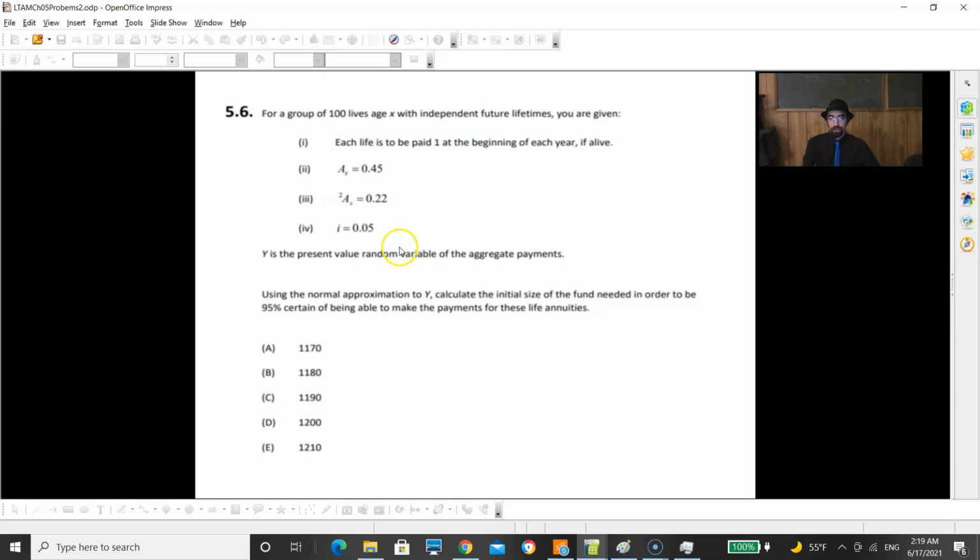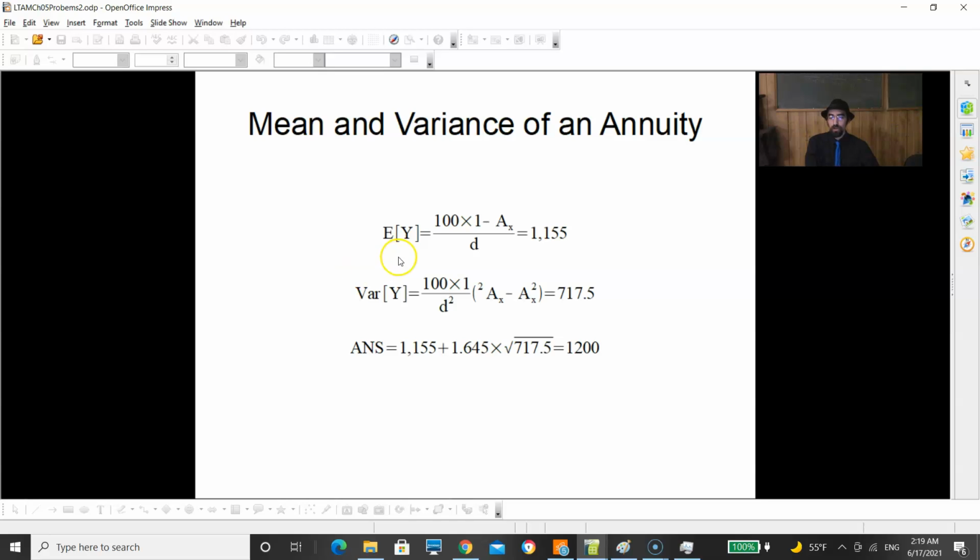So those are the pieces we need. And you should be thinking about each of those. Annuity insurance, variance of an annuity, and normal approximation, mean plus 1.645 times standard deviation. And that's what we do. Right? Expectation of Y is 100 times, right, because there are 100 of these. Remember, if we're adding up 100 independent things, the expectation of the independent sum is just the sum of the expectations, and the variance of an independent sum is the sum of variances.